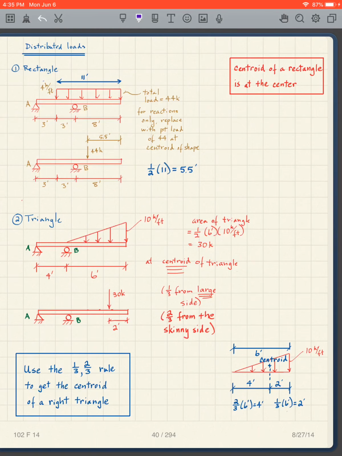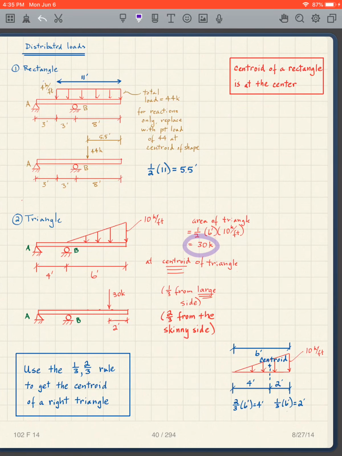In this particular case, the base is 6 feet. The height is 10 kips per foot. So it's 1/2 times 6 feet times 10 kips per foot. And notice the units come out of this as kips, which is what we want. So we're basically finding the area of this triangle, and that gives us the load. So 1/2 the base times the height of this triangle is 30 kips.